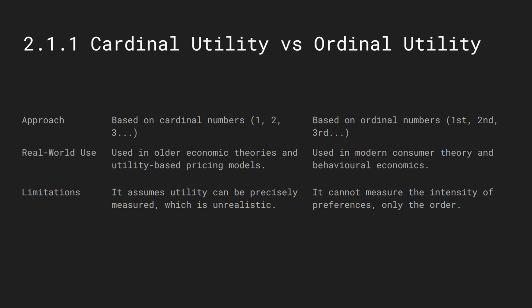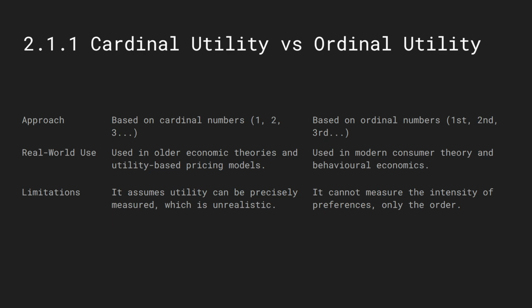Let's look at some real-world use differences between cardinal and ordinal utility. Cardinal utility is used in older economic theories and utility-based pricing models, but ordinal utility is used in modern consumer theory and behavioral economics. And in real life, ordinal utility makes more sense because, for example, I like a banana 10 utils, but you could like a banana more than me, and that would be like 20 utils. So it is the same banana we're talking about, but you are assigning a bigger value to the same banana.